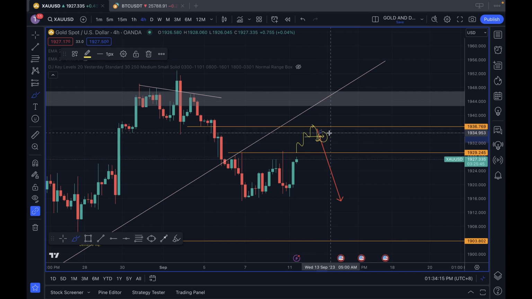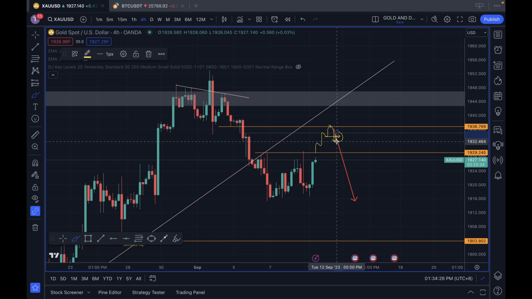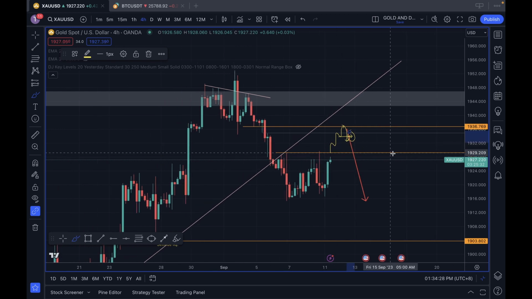I want to look for a break of structure on the lower time frame and at a higher time frame resistance. So watch out for these areas around 1935, 1938. That is where I want to take my next shot on gold.